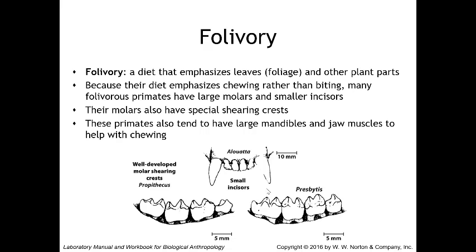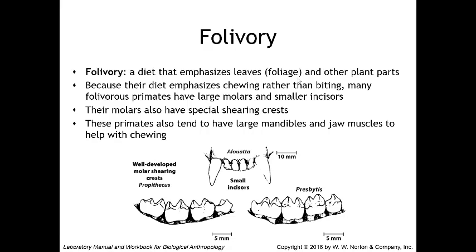Next, we have our folivores or folivory. Folivory is a diet that emphasizes leaves or foliage and other plant parts. So again, you're probably noticing here that the root word goes with the type of diet and the diet adaptation, right? We have our insectivores, they eat insects. Our gummivores eat gums. Our folivores eat foliage, so trees.